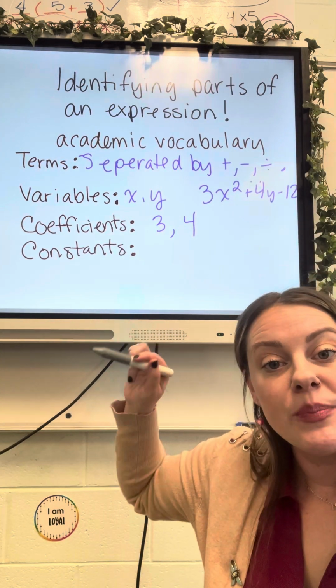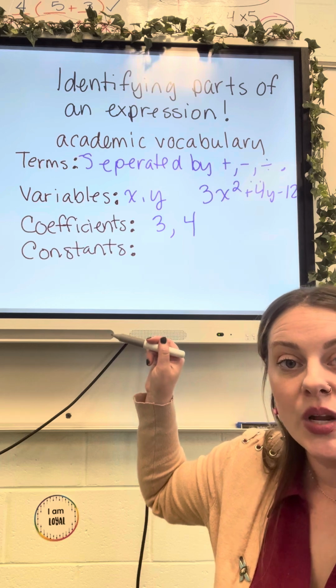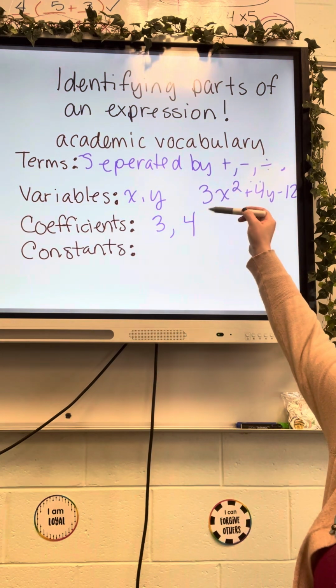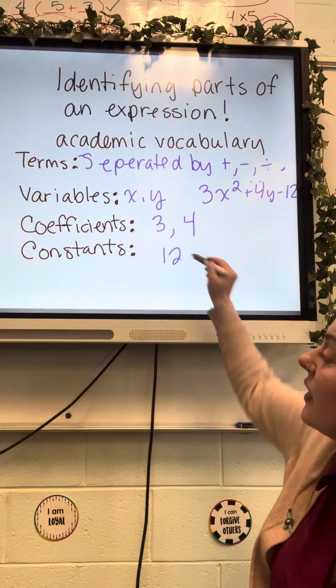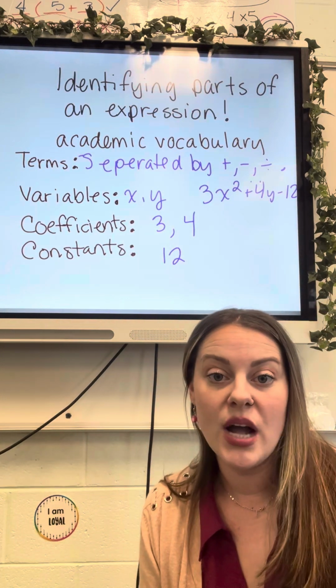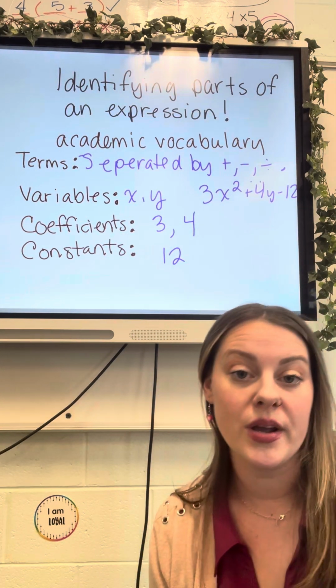And then constants. Constants are numbers that stand alone. So what is the only number that doesn't have anything attached to it in this problem? A 12. And that's like review, so you guys probably already know what a constant is.